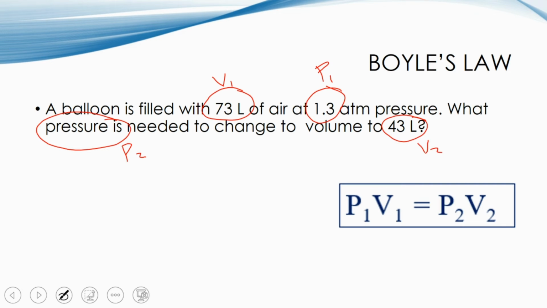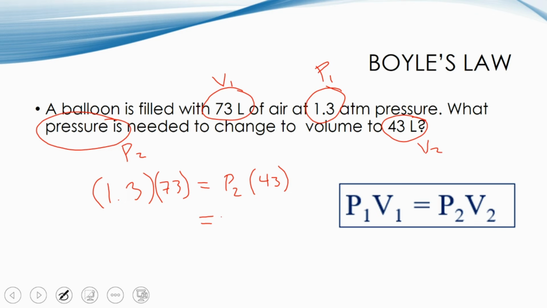So now that we have all of our variables labeled, we're going to put them in the equation. So we're going to have P1, which is 1.3, multiplied by V1, which is 73, and then P2, which is exactly what we're looking for, right? That multiplied by V2, so that would be 43. And just like in algebra class, when you are looking for the missing variable, so solving for x, it is the same thing that we're doing here. We want to simplify our values, and then we want to do the opposite on the equation to have the variable by itself.